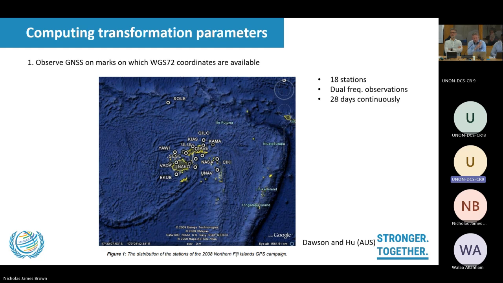Now, they chose these marks because they had very good information about them in WGS72. So they already had the original coordinate set on these 18 points, and they wanted to capture the ITRF coordinates so that they could compute the transformation.